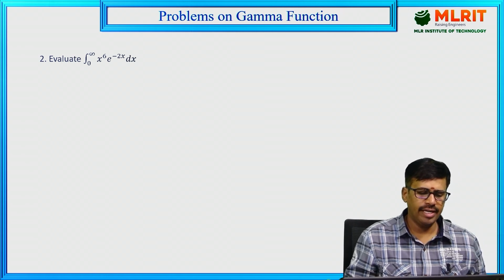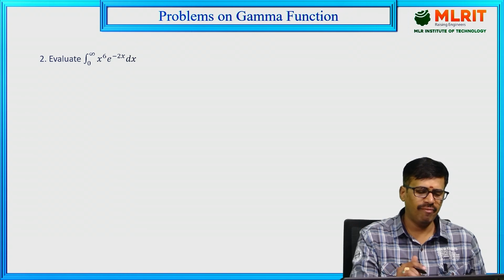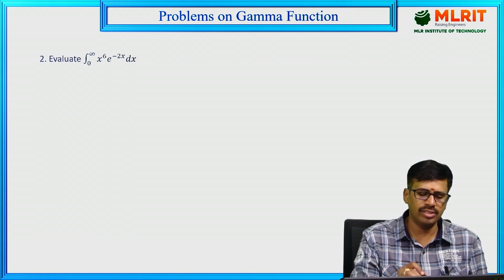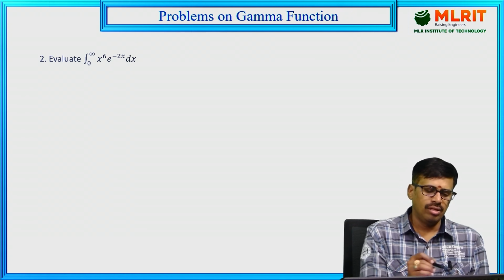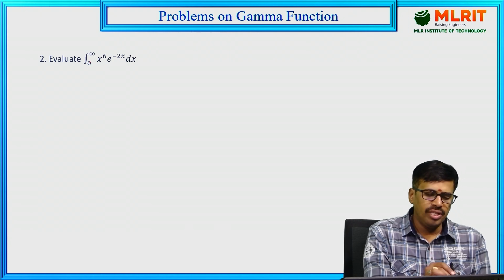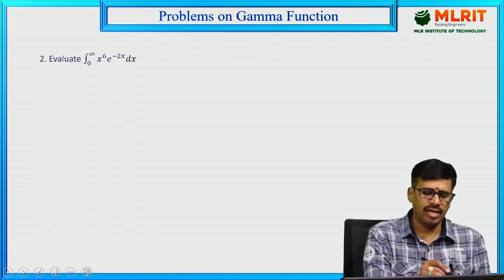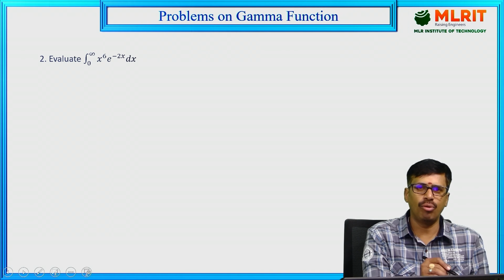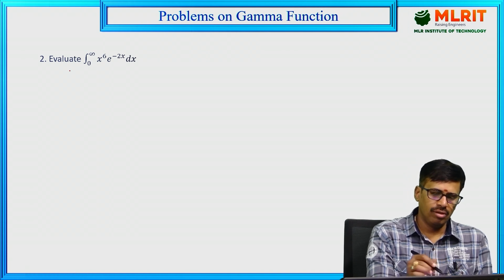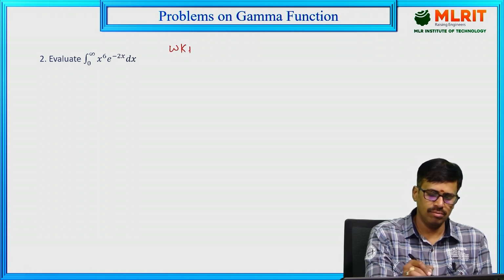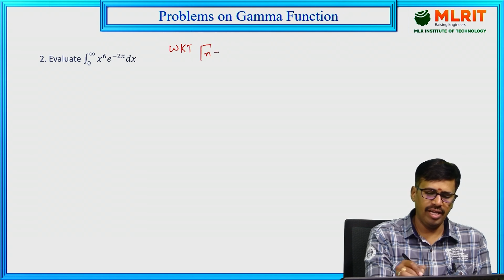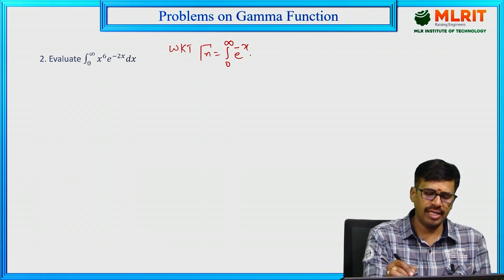Evaluate the integral from 0 to infinity of x^6 e^(-2x) dx. If you see the limits 0 to infinity, we cannot apply the beta function. First, let us try to convert this into the form of the gamma function. We know that gamma of n equals the integral from 0 to infinity of e^(-x) x^(n-1) dx.